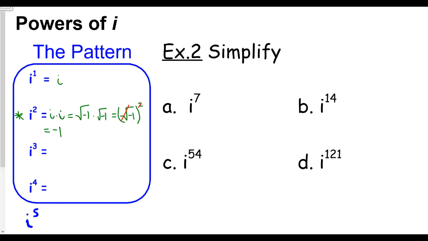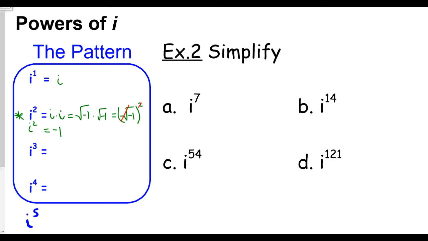That is, hands down, the most important relationship that you are going to need to remember for the duration of this unit. i squared equals negative 1, and it's because of what i means, what it's equivalent to, and what those operations with radicals imply.